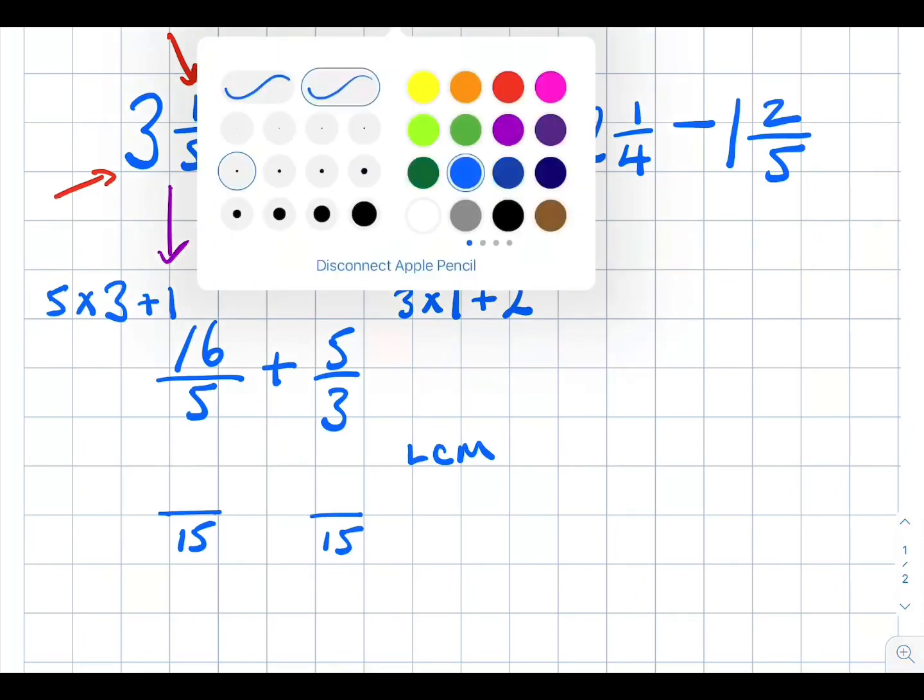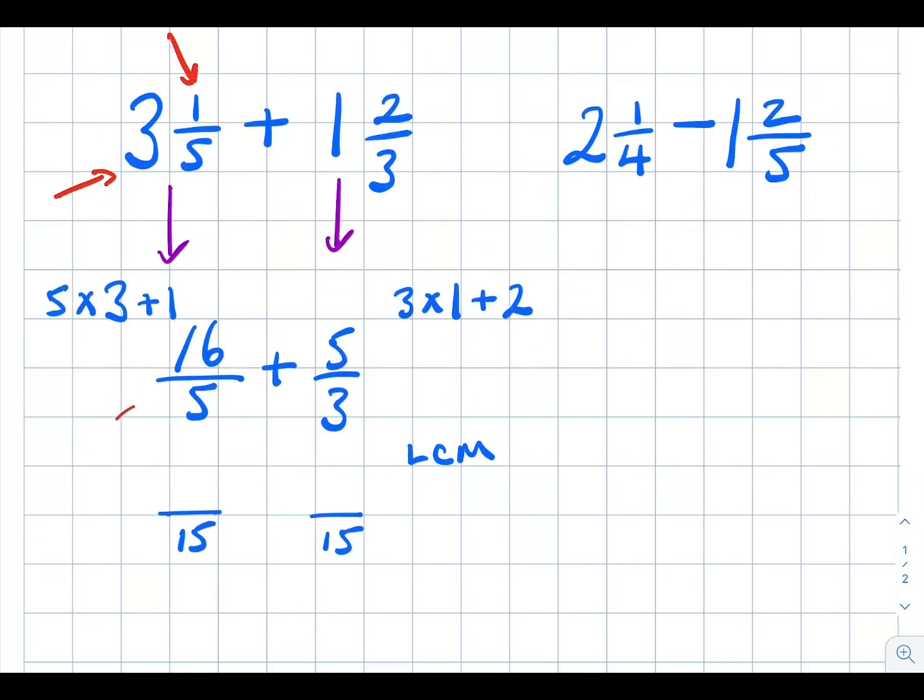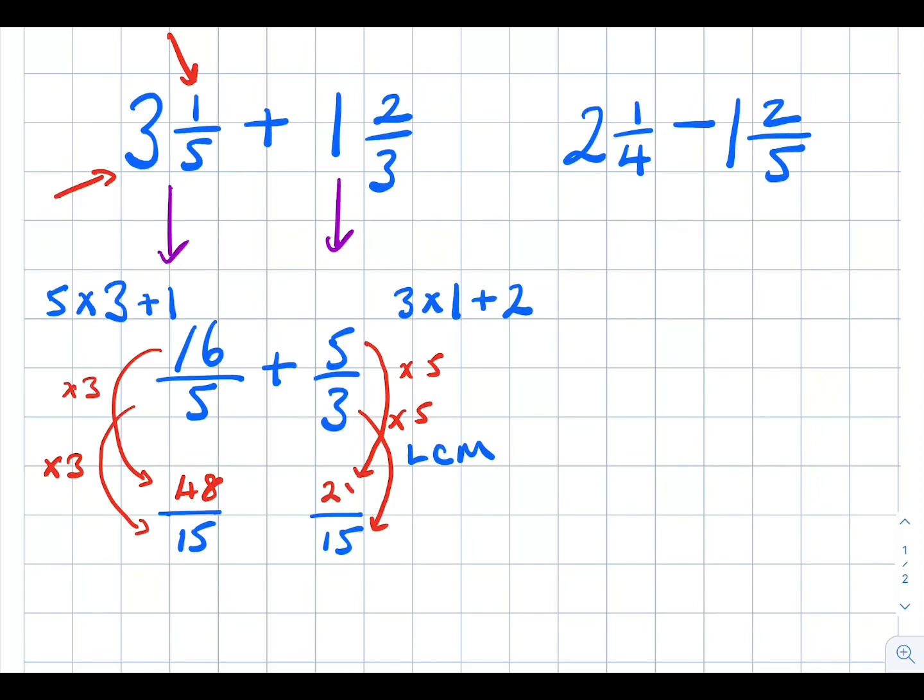You will see other values as well, but it's always best to go for the lowest one. And then you say to yourself, what do I need to do to the 5 to make 15? The connection there is times it by 3. So if you multiply the numerator by the same amount, 16 times 3 is 48. Same on the other side. What do we have to do to 3 to make 15? We multiply that by 5, and if you multiply the numerator by 5, you get 25.